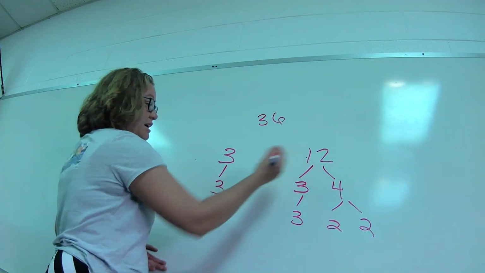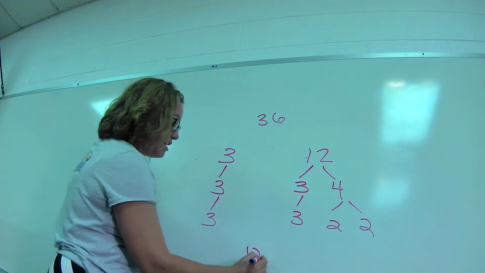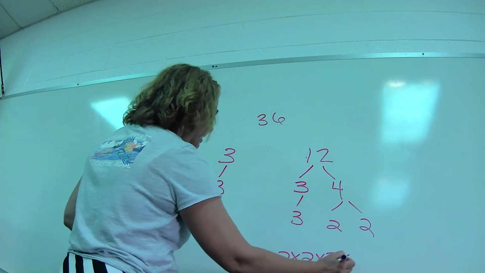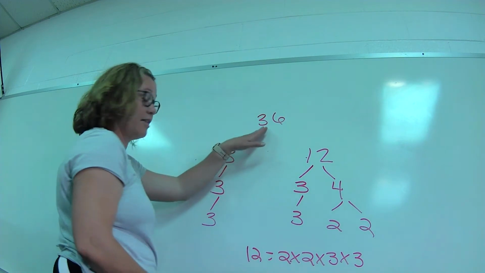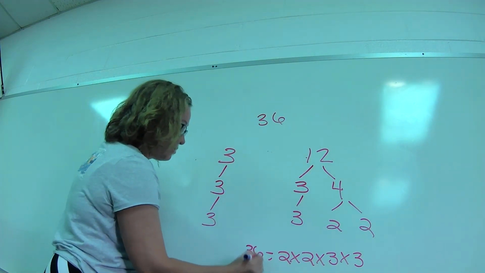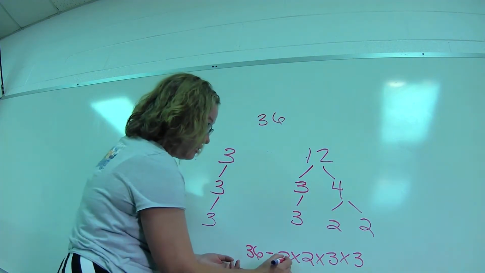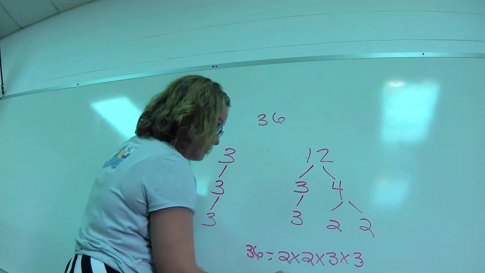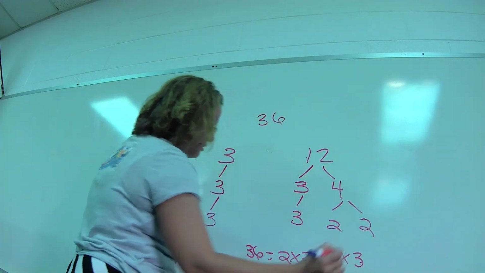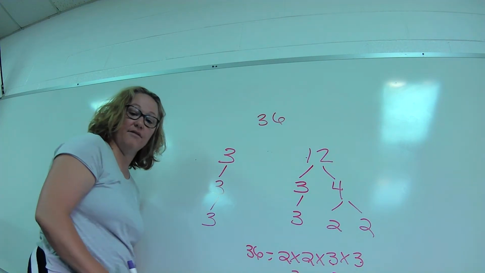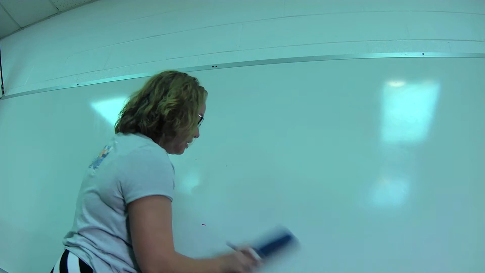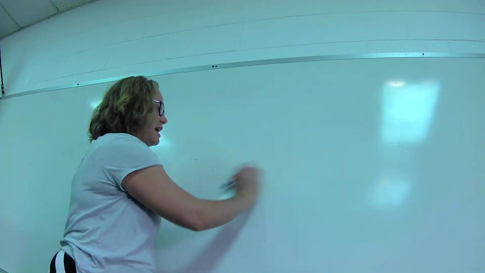So if we wanted to find 36, 36 would equal 2 times 2 times 3 times 3. Sorry, I wrote 12 here because I was looking up here. So 36 equals 2 times 2 times 3 times 3, which would be 2 to the second power times 3 to the second power. All right, so again, a factor tree is another way of finding the prime factors of a number.